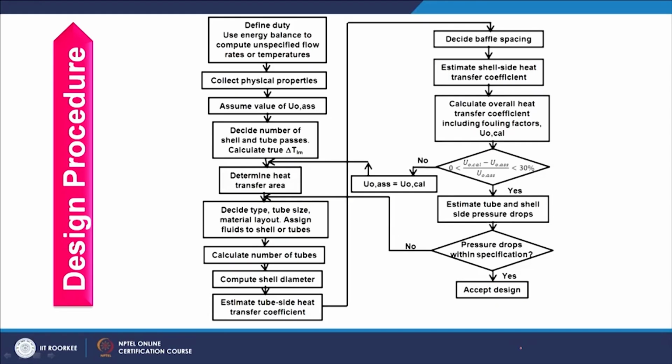Up to shell diameter calculations we have already covered in the last lecture, and the next step is to estimate the tube side heat transfer coefficient. Because once I have decided the tube diameter, the arrangement, the bundle diameter and the shell diameter, we have all the geometry available so that we can calculate the overall heat transfer coefficient. For that we have to estimate the tube side as well as the shell side heat transfer coefficient. So, let us start with the tube side heat transfer coefficient.